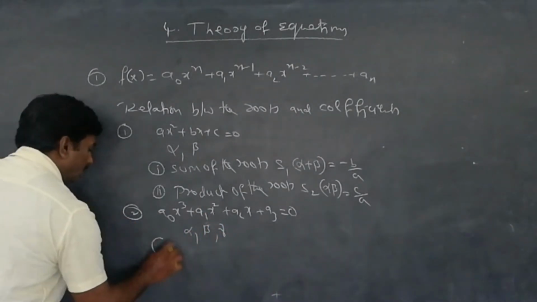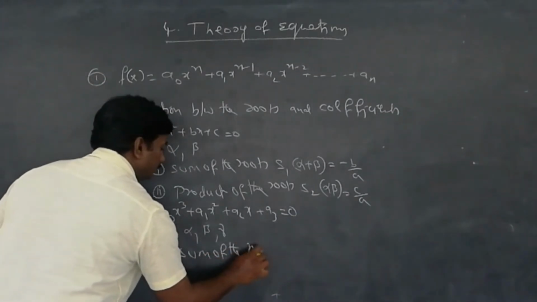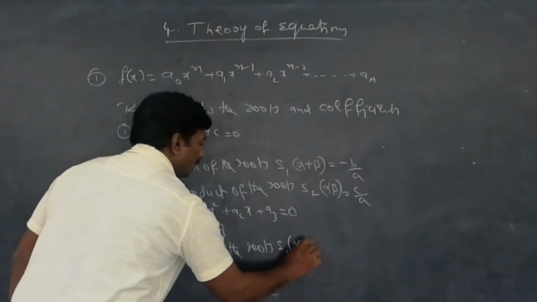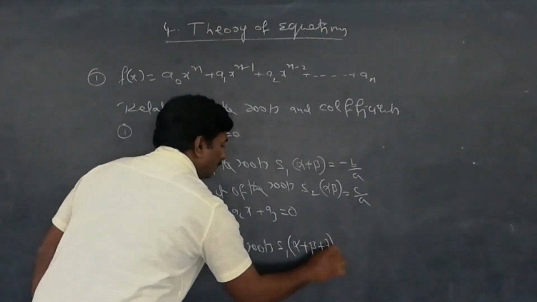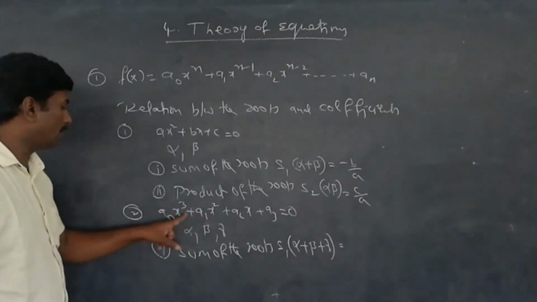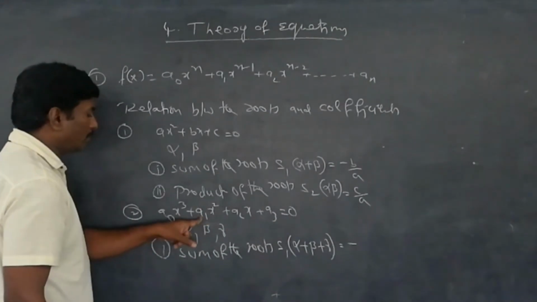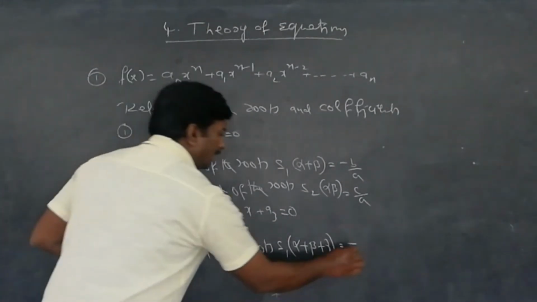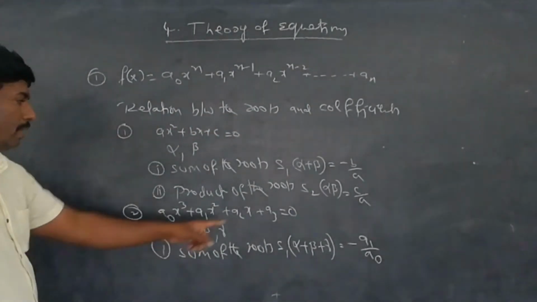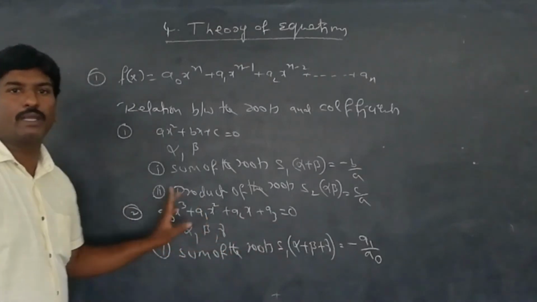Then first condition, sum of the roots, that is S1. Where S1 is nothing but alpha plus beta plus gamma. That is equal to minus second term coefficient by first term coefficient, that is minus a1 by a0. This is the sum of the roots of a cubic equation.